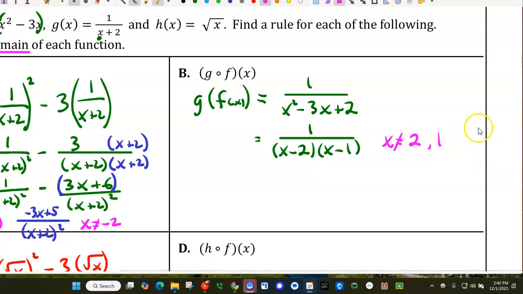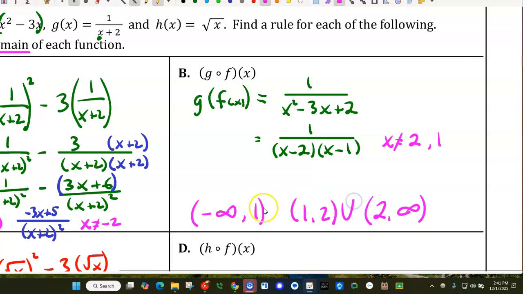Right? So everything from -infinity to, what should we put? 1 or 2? 1. And then what else? From 1 to 2. And then from 2 to infinity. Union? Yep. There you go.